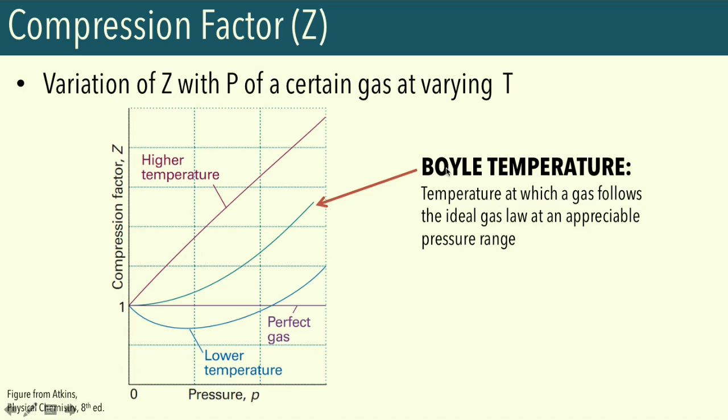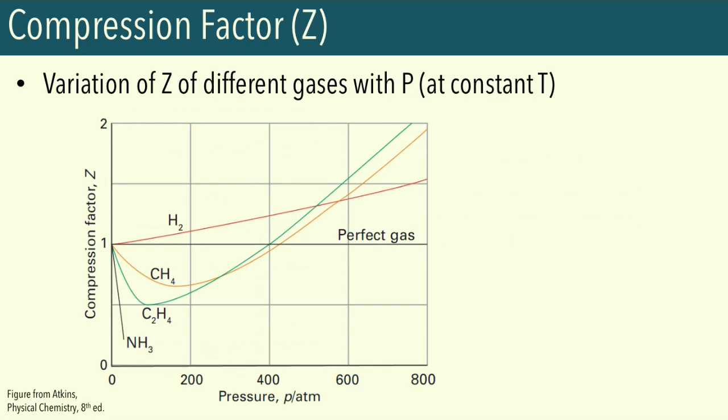All right, so keep in mind that this plot over here is just for a certain gas at varying temperatures. So we could also start looking at the plot of Z versus P for different gases. All right, so here we have different types of gases at a constant temperature.